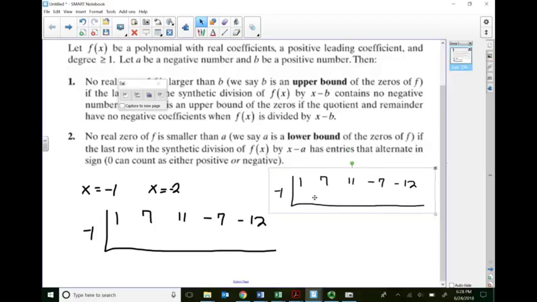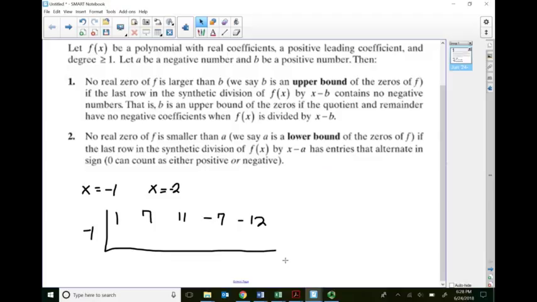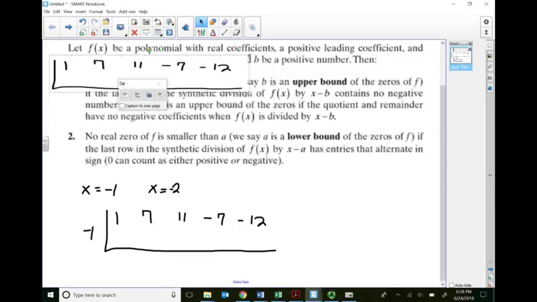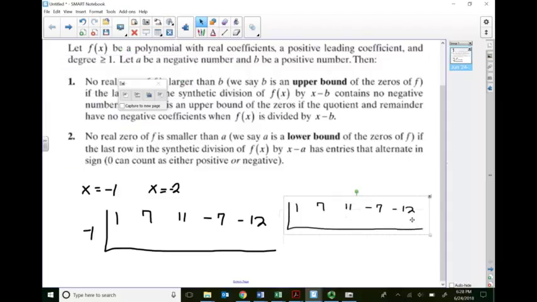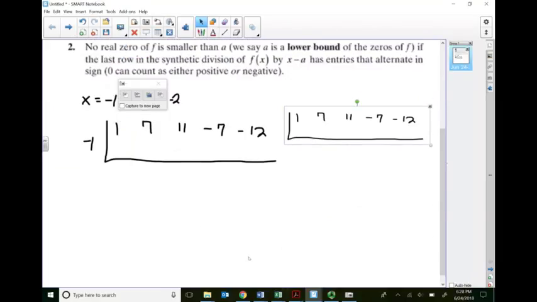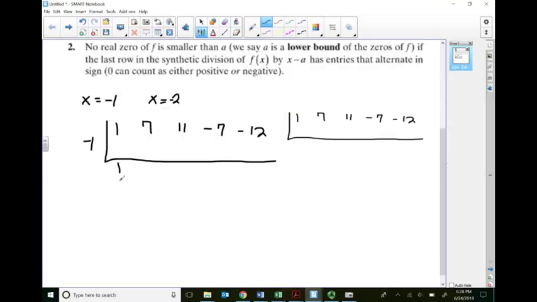Oh, I didn't mean to do -1 there. Let me start over, excuse me. All right, let's see what happened with the signs. So step number 1, bring down the leading coefficient. -1 times 1 is -1. In synthetic division we add, so that will give me 6. No alternating signs, so -1 cannot be my lower bound.